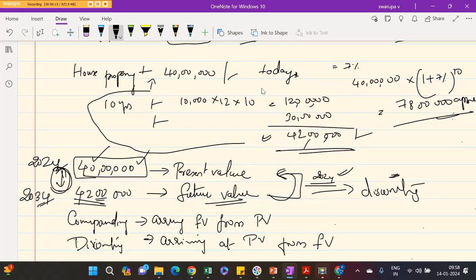Okay, but in the house property investment, I am assuming it will be close to 42 lakhs only. So is this a good investment option? If I see, in 2024 I am investing 40 lakhs, in 2034 I am getting 42 lakhs, it will sound like I have made a profit, but in reality I have not made a profit. If I had chosen another investment option, I would have earned more than what I have earned in the house property.